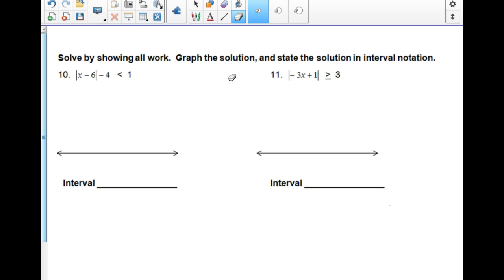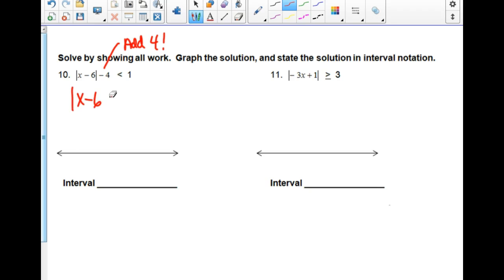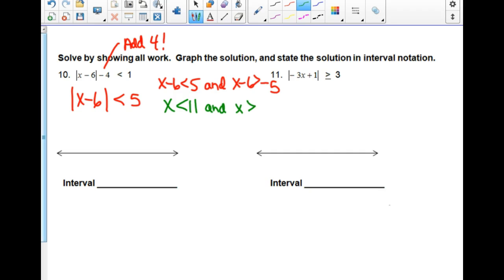Okay. Now number 10, you must add 4 first. Add 4 to both sides to get the absolute value isolated. So if I add 4 to both sides, I get the absolute value of x minus 6 is less than 5. Then I can write my 2 equations. x minus 6 is less than 5, and x minus 6 is greater than -5. Adding 6 to both sides gives me x is less than 11, and x is greater than 1.